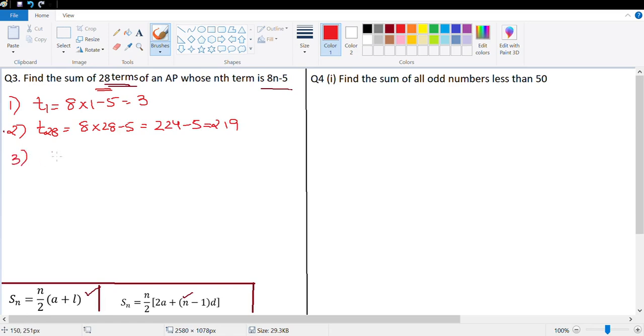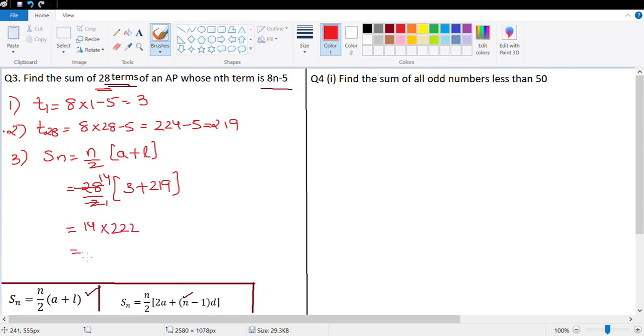Now I can use the formula Sn = n/2 (first term + last term). In this case, 28 upon 2, first term is 3, last term is 219. We will obviously get the same answer. So this is 14 times 222, and I remember the answer was 3108. So the sum of 28 terms of this AP is 3108. Good. Let's look at the next question.